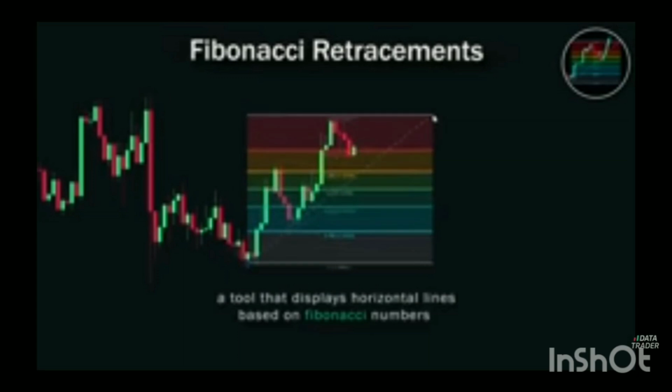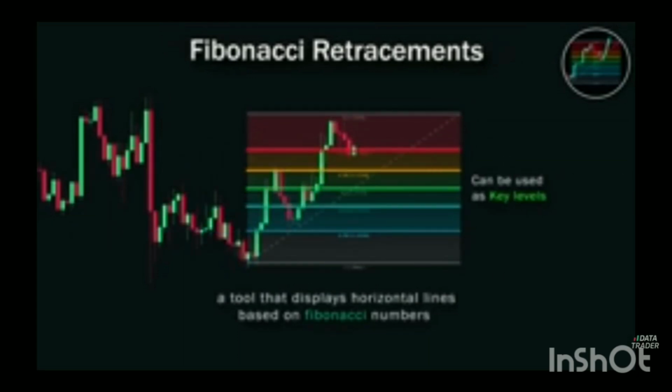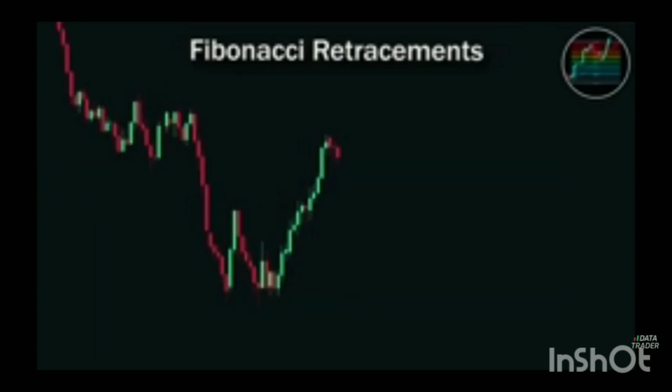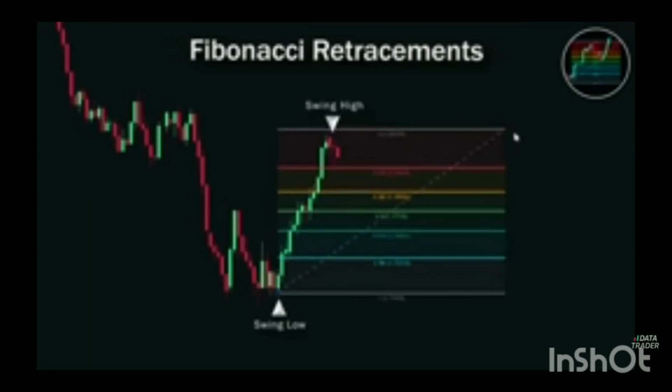A tool that displays horizontal lines based on the Fibonacci numbers. These lines can then be used as key support and resistance levels. To use the Fibonacci retracement tool, you first start by identifying a swing low and swing high on a chart. Then, drag the tool from the swing low to the swing high.